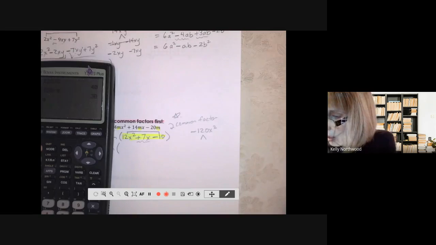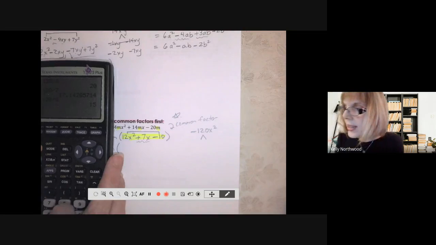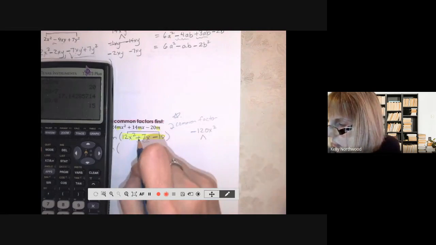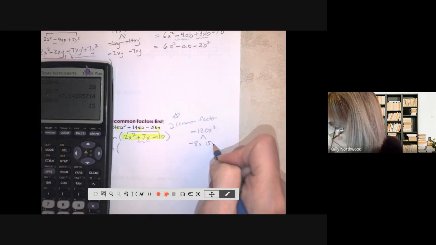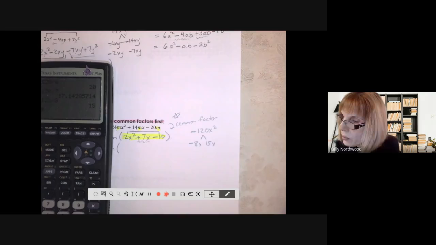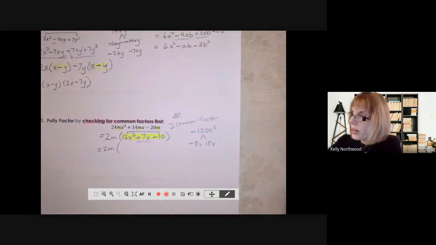120 divided by 4. 4 and 30, no. 120 divided by 5. 5 and 24, not near 7. 120 divided by 6. 6 and 20, they have a difference of 14, getting closer. 7 doesn't go in. 8 and 15, they have a difference of 7. So my bigger number has to be positive. So negative 8x and positive 15x. Multiply to negative 120x squared, and they add to positive 7x.